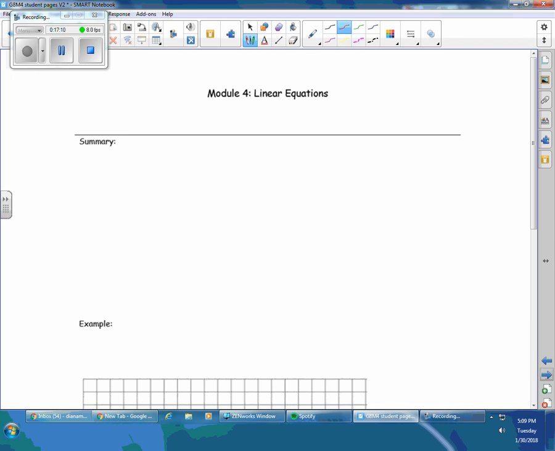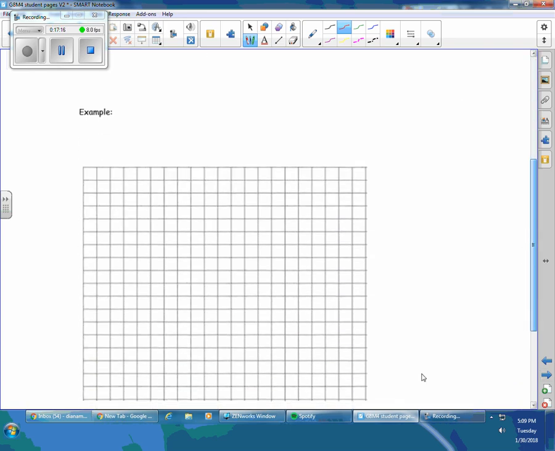So that concludes this lesson, and I hope you had a great night. And on your summary, if you want to include a sample here, if you want to draw an x and a y axis and draw a line in there and just label it out as far as how you're finding the equation of that line, that would be awesome. Have a great night, and I'll see you tomorrow.